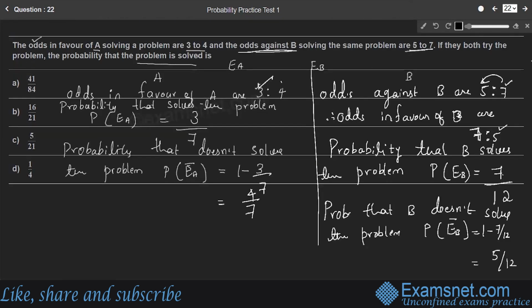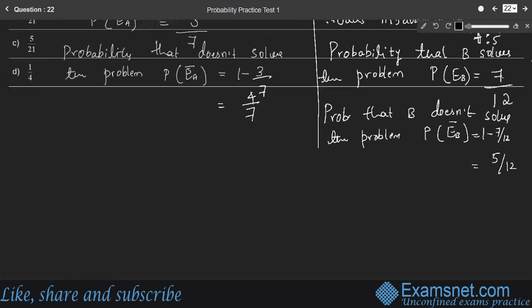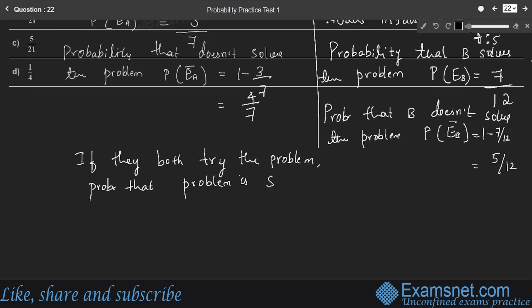So now come back to the question. If they both try the problem, A and B, the probability that the problem is solved, we'll mention it as PE. If they both try the problem, the probability that the problem is solved becomes PE.